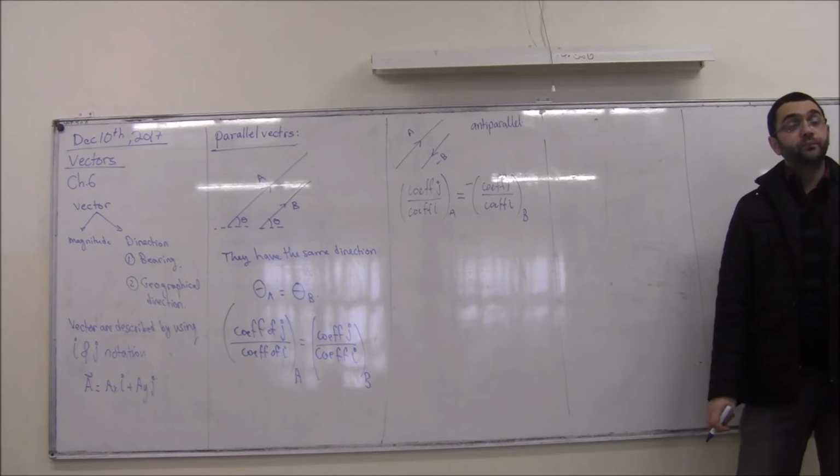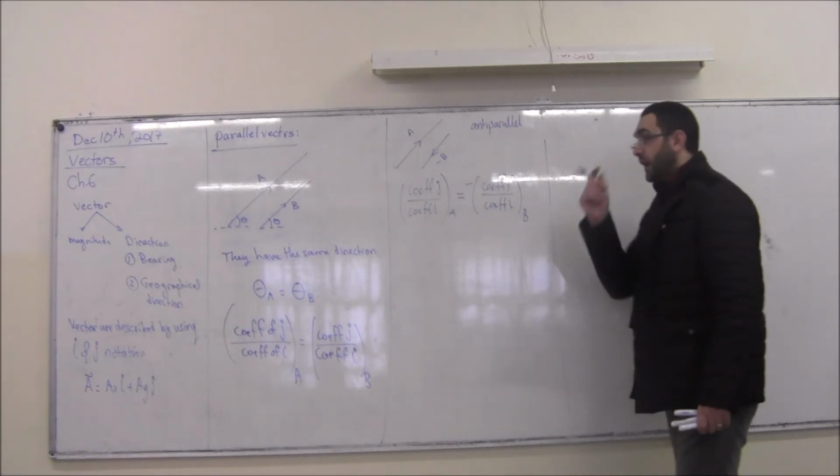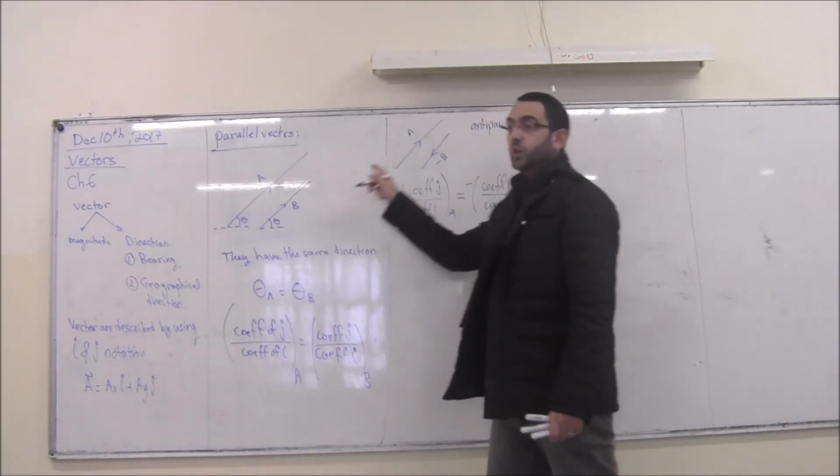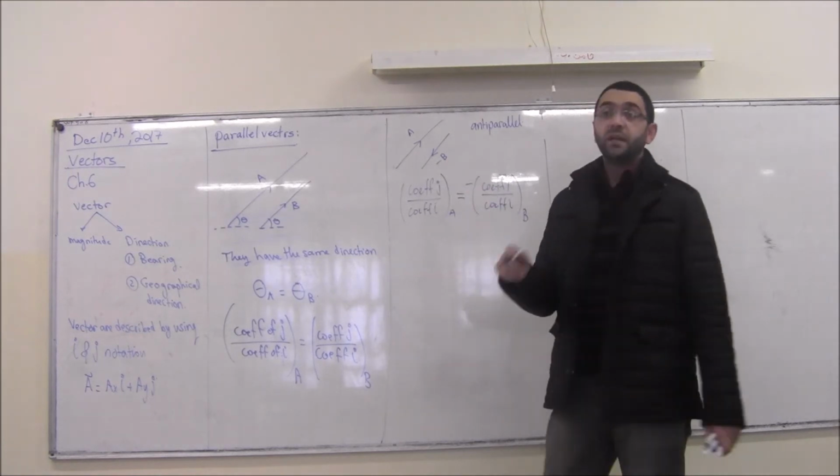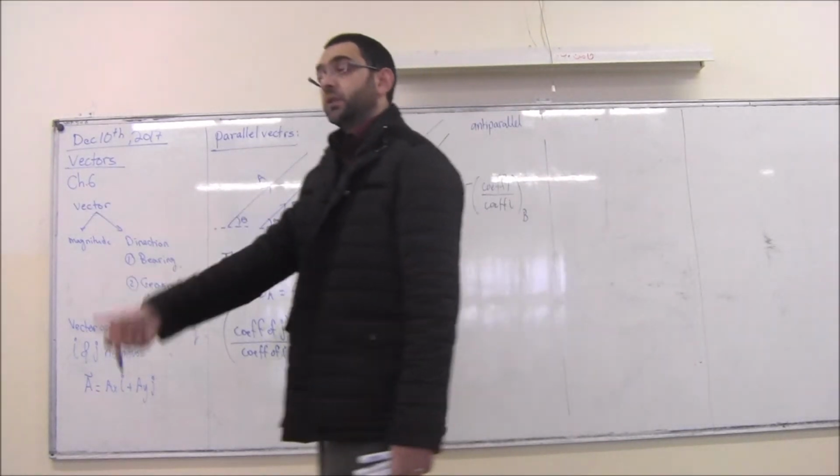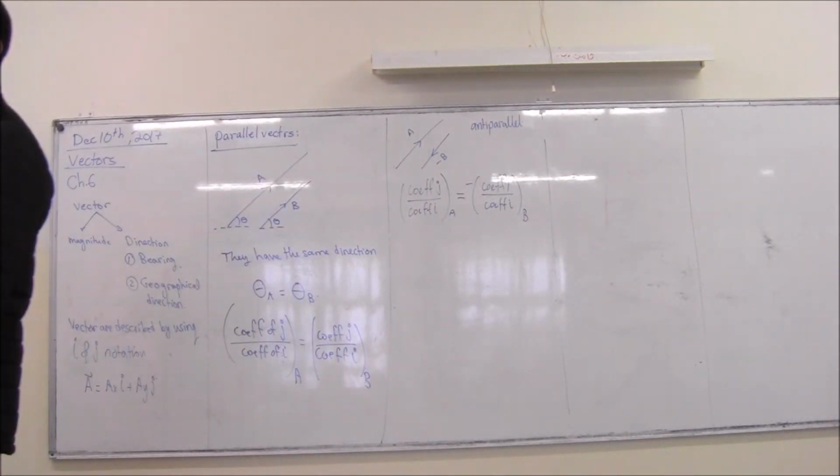Any question? You have to know this. This is B. This is what? Negative B. Negative B means what? The same magnitude but opposite where?